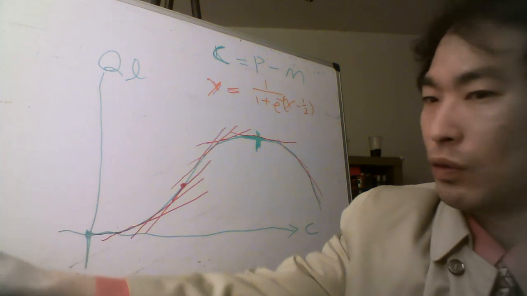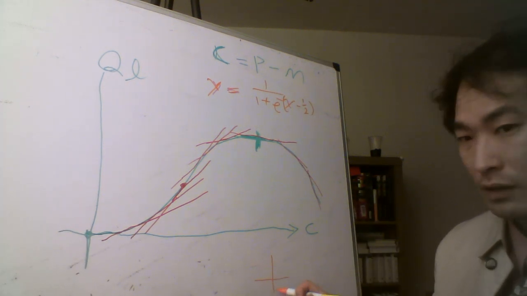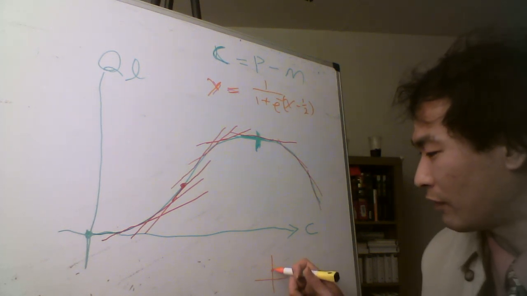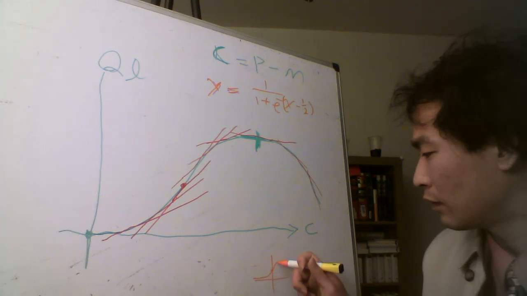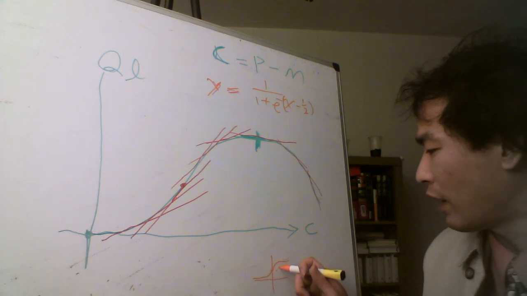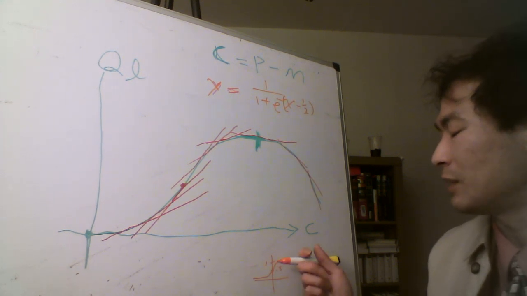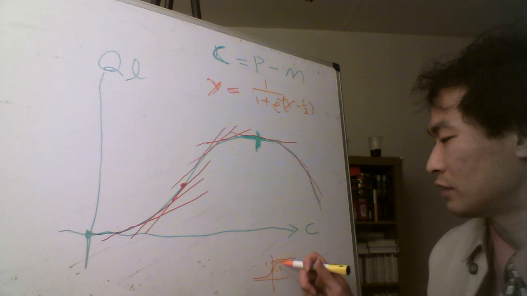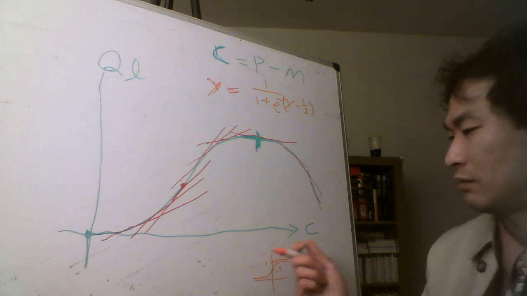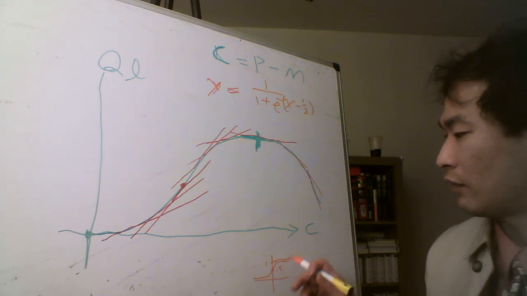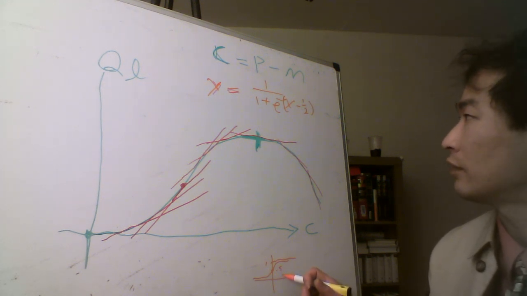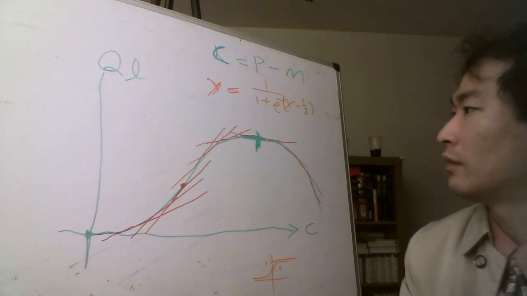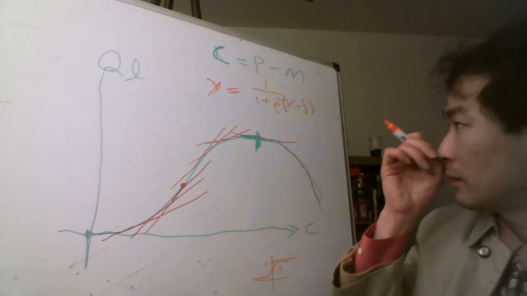Originally the sigmoid function looks like this. I hope you can see this. Yes, 0.5 and 1 here. The sigmoid function is approaching an asymptotic line. Now we are shifting it by one half, so that when x is one half, e to the 0 is 1, and it's one half. So yeah, it's like that.